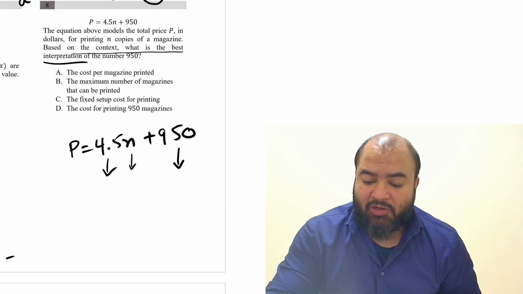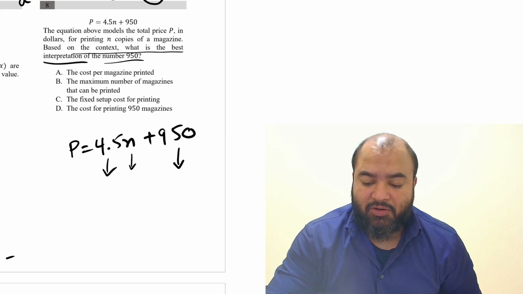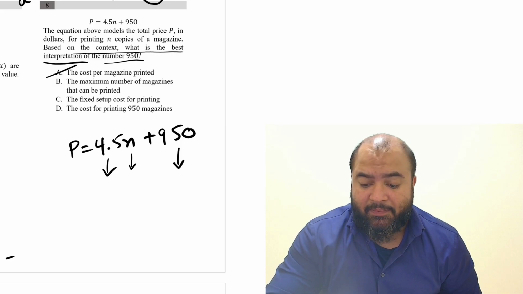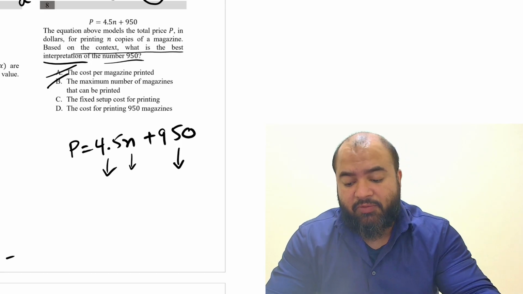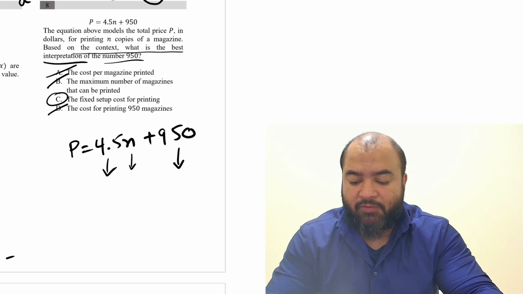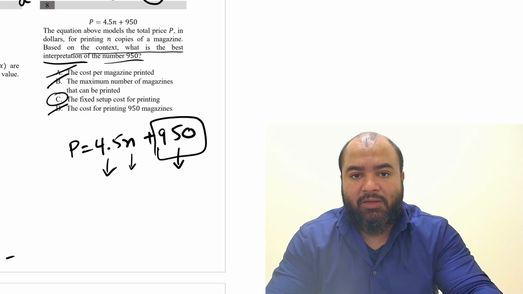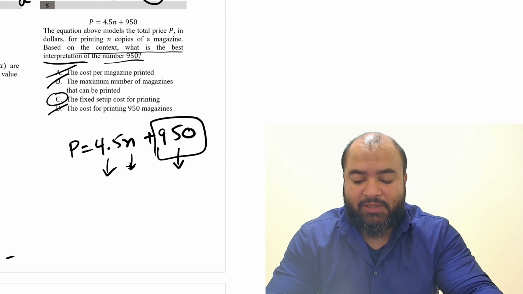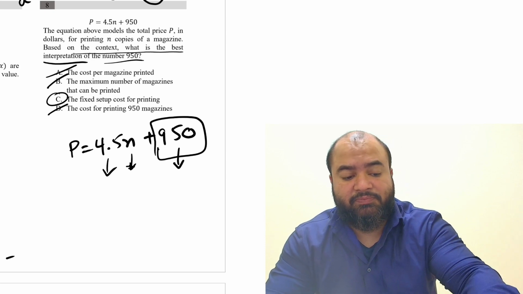Based on this context, what is the best interpretation of 950? The cost per magazine printed? No, that's 4.5. The maximum number of magazines printed? No. The fixed setup cost for printing? Could be the cost for printing 950 magazines? No. So it's a fixed cost for printing, meaning you must pay 950 no matter what. And then for each copy, you have to pay $4.50.